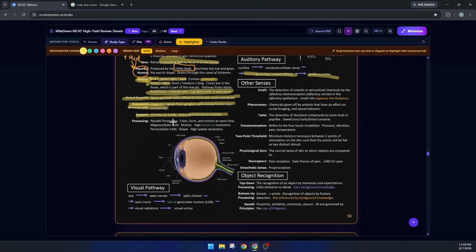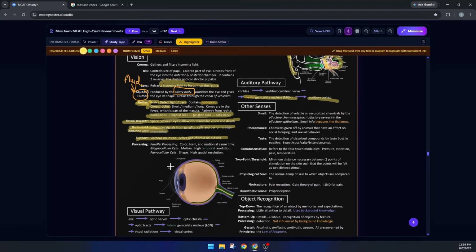Support: vitreous on the inside, sclera and choroid on the outside. So this is basically what's supporting your eye, essentially. And just remember vitreous, sclera, choroid. Search up pictures, search up where they are, to get yourself oriented as well.